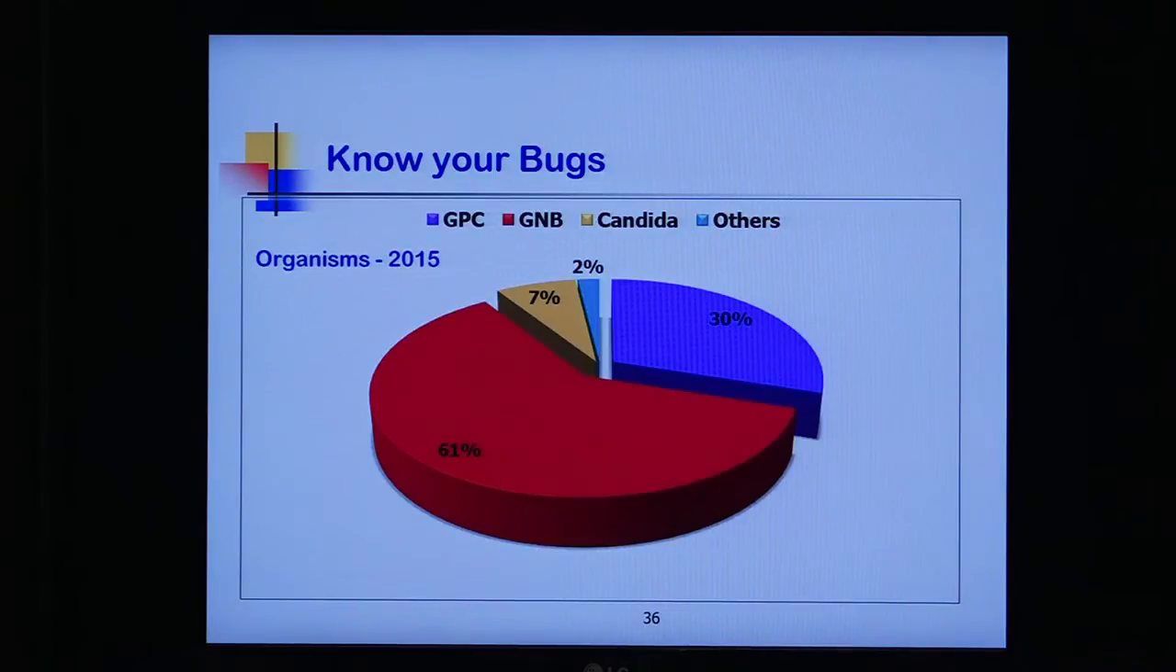Now, we come to the bugs, and this is the reflection of the organisms that I got in my hospital in 2015, which I have recently presented to my hospital. 61% of the organisms that are recovered in cultures are gram negatives, 30% gram positive, 7% Candida. So, it is emerging as a major pathogen.